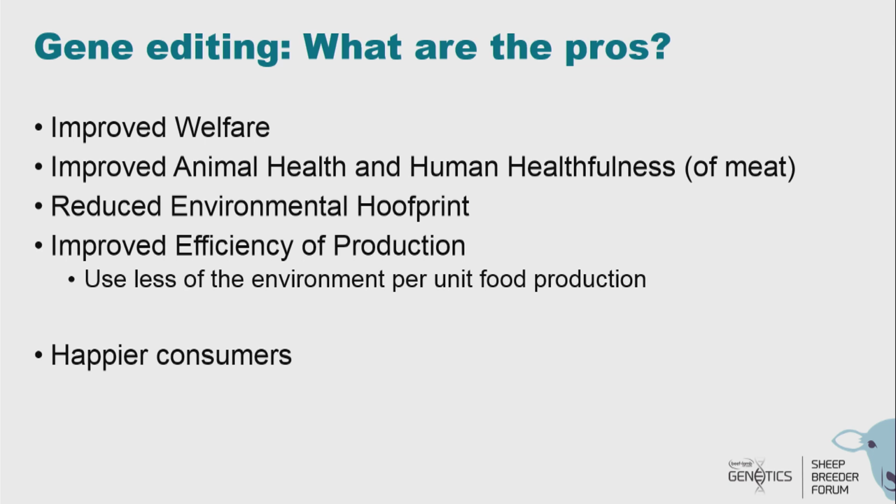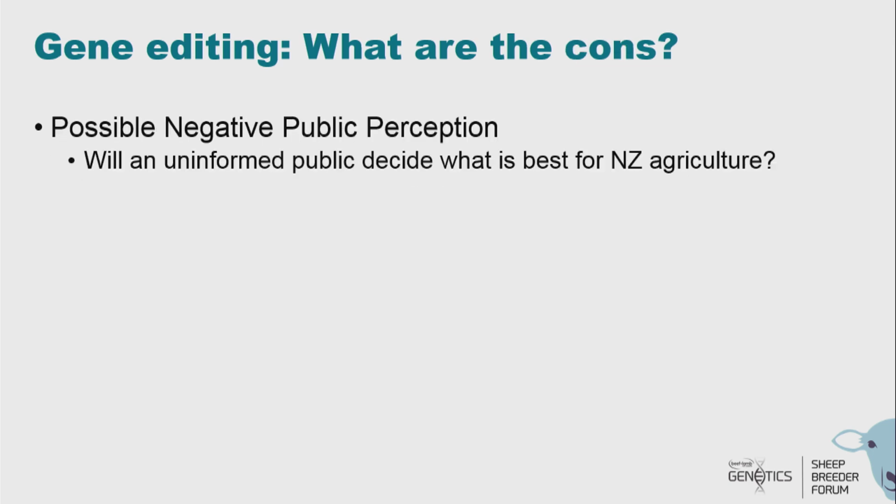So what are the pros? Hopefully by now you realise there's all kinds of really neat things we could do with it. We could improve the welfare of the animals. We could improve animal health. We could also improve human healthfulness of the meat. We could make better meat, for instance, with higher mineral concentrations. We could reduce the environmental hoof print. We could have more efficient production, and all of those things would give us happier consumers.